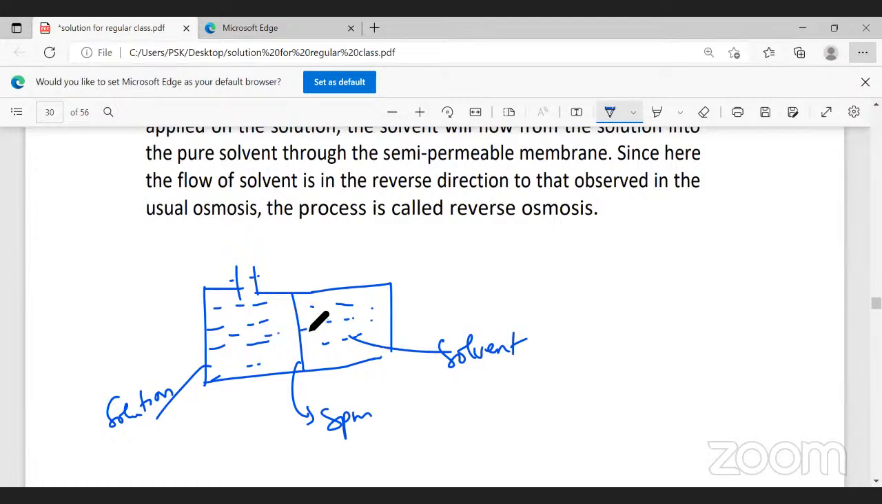Now the solvent particle will move from what? The solvent into what? The solution. This process is called osmosis.